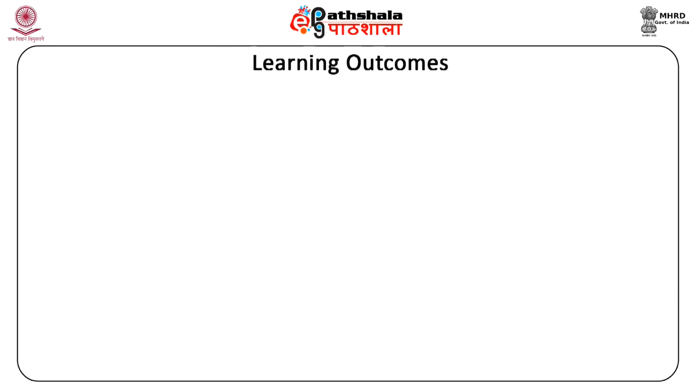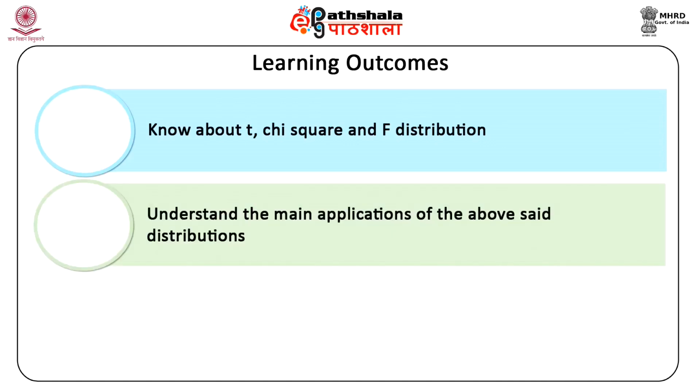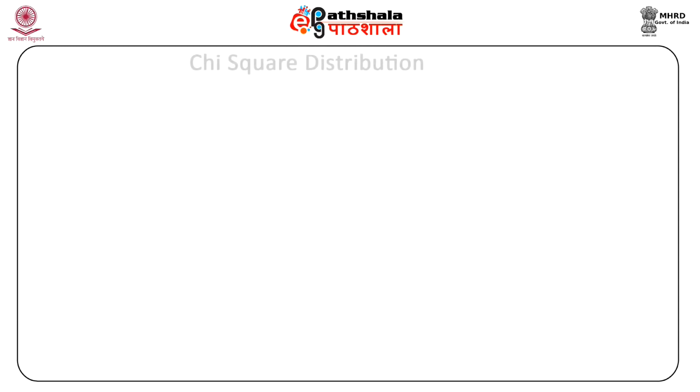After studying this module, you shall be able to 1. Know about T, chi-square and F distributions. 2. Understand the main applications of the above said distributions. 3. Identify the conditions under which the above distributions can be used. Let us begin by understanding chi-square distribution.